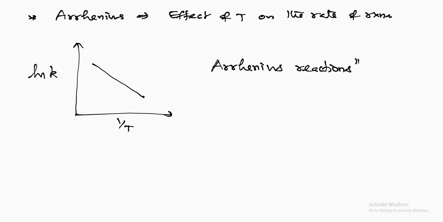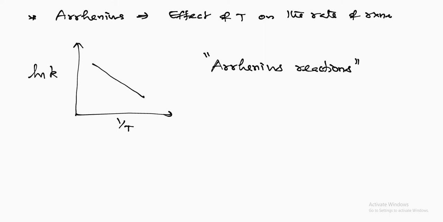Arrhenius reactions. I repeat, what is an Arrhenius reaction? If any chemical reaction gives a straight line with a negative slope in the plot of ln k versus 1 by T, those chemical reactions can be called Arrhenius reactions. Why am I giving this point? Because there are non-Arrhenius reactions also available. Let us first discuss Arrhenius reactions, then we'll discuss the non-Arrhenius reactions.